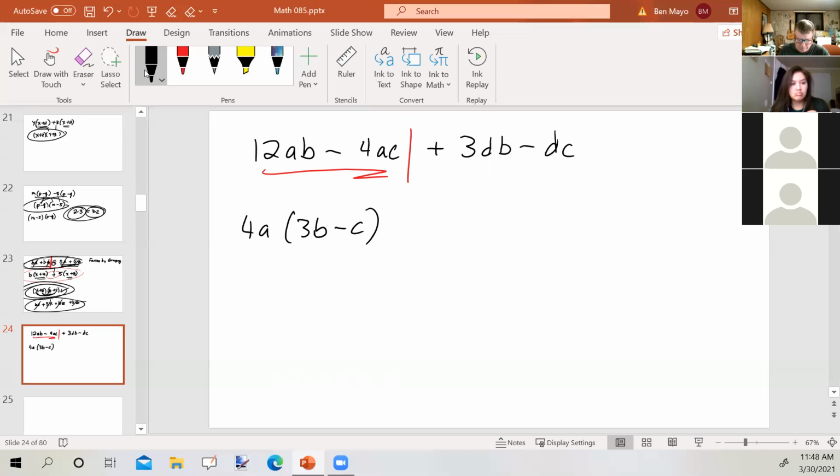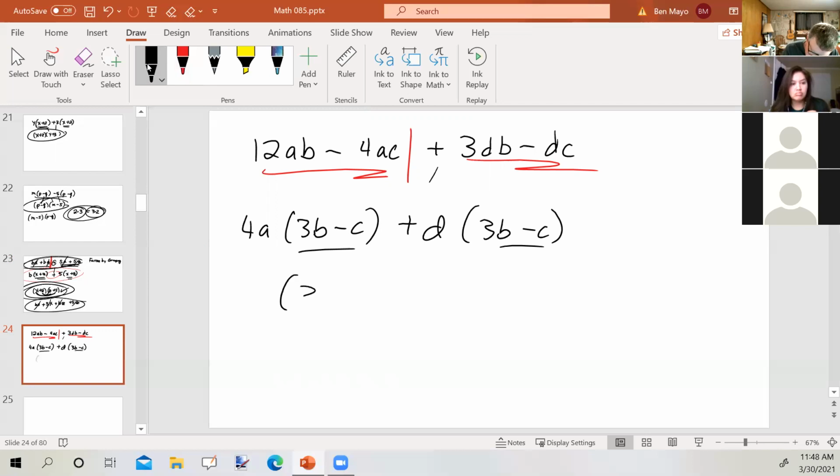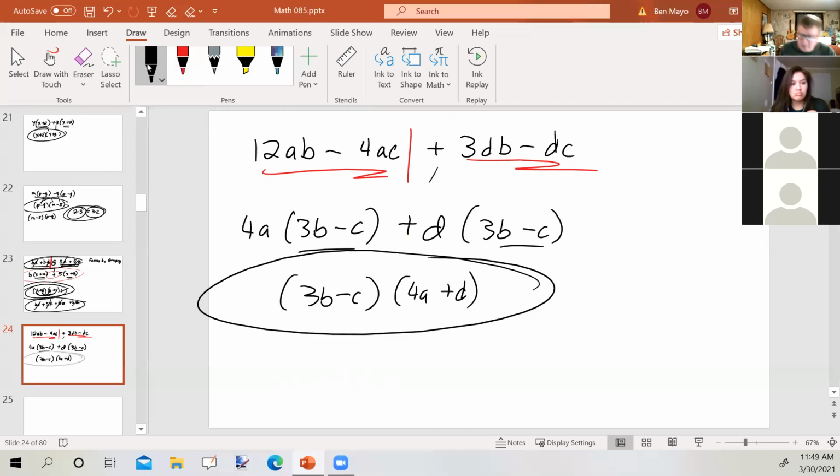Okay. Looking at the second group, the greatest common factor there is just d, and I have 3b minus c, and it's going to be plus. Oh, look, those match. So taking that out, I get 3b minus c times 4a plus d, and there's our final answer. Any questions about that?